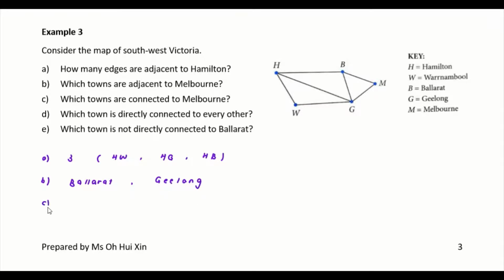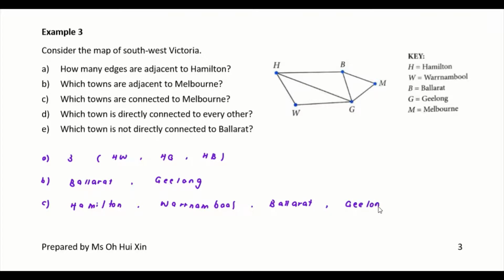Okay, so C, which towns are connected to Melbourne? Connected means, you still remember, although you need to pass through other points, it's reachable. So every one of these towns is considered connected to Melbourne. So just copy down every name. So H, W, whoa, long. Okay, and then B and also G.